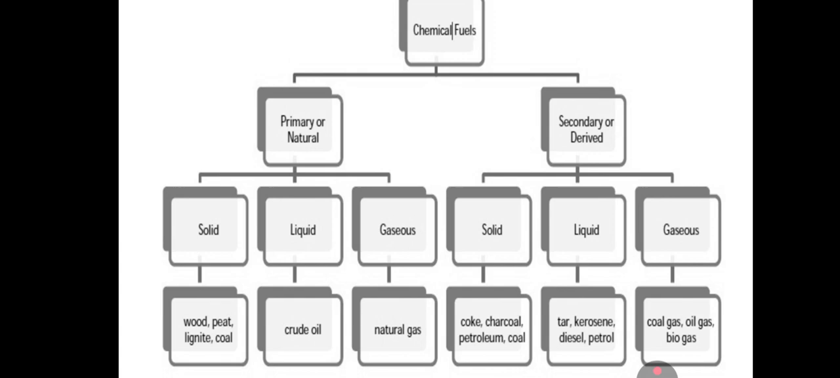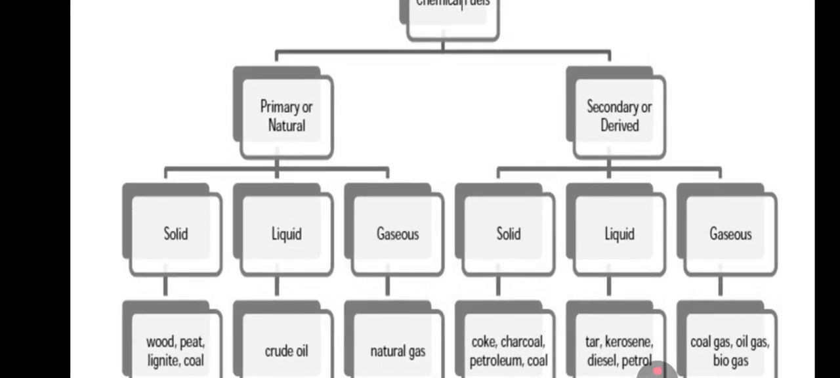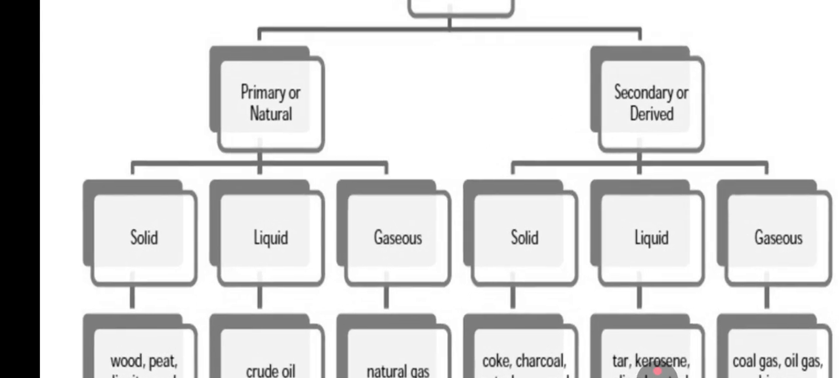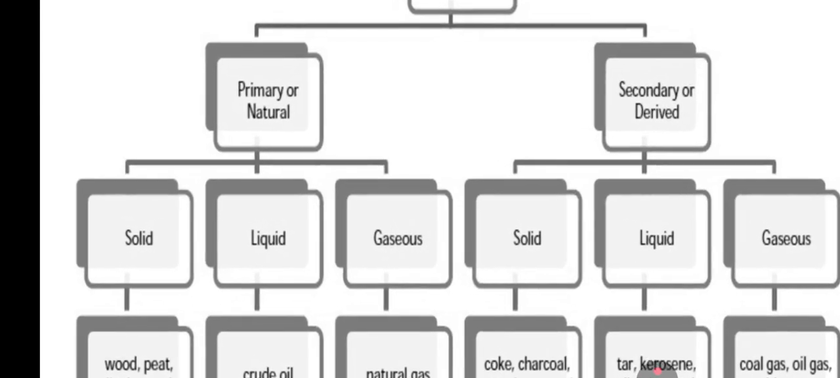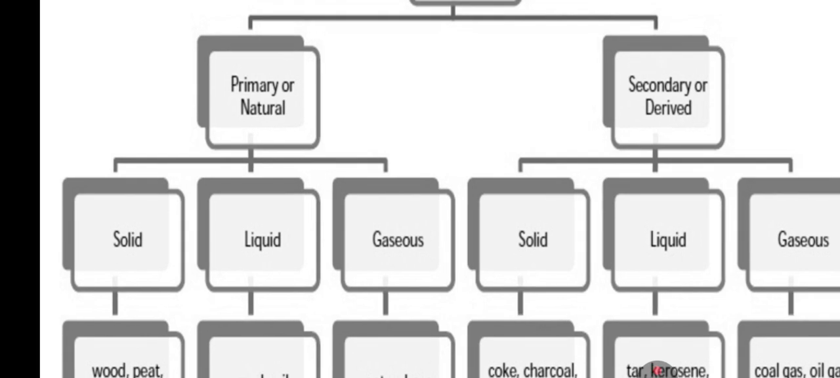A fuel can be primary or secondary. If it is primary, it means it is natural. If it is secondary, it means it is derived or man-made. If it is primary, that means it is solid, liquid, or gas. So we have solid fuels, we have liquid fuels, and we have gaseous fuels.